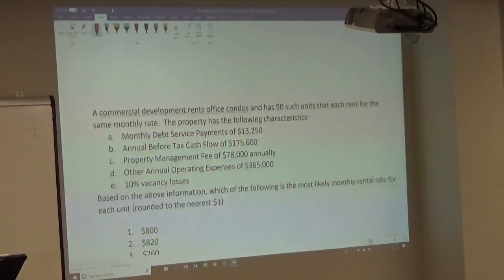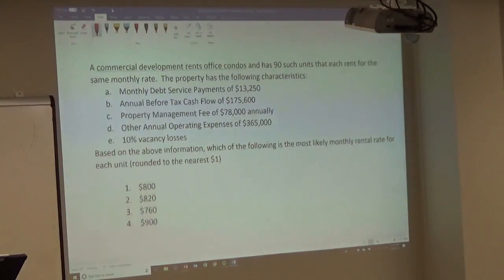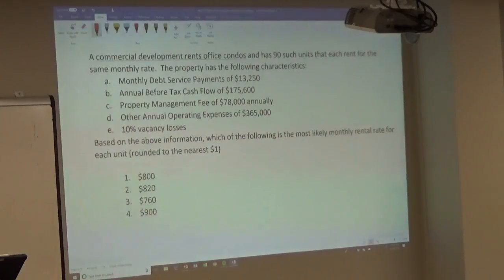And then finally, number 3, it says a commercial development rents office condos and has 90 such units that each rent for the same monthly rate. The property has the following characteristics, and they give us a bunch of characteristics. But I'm going to look at the question. Based on the above information, which of the following is the most likely monthly rental rate for each unit?